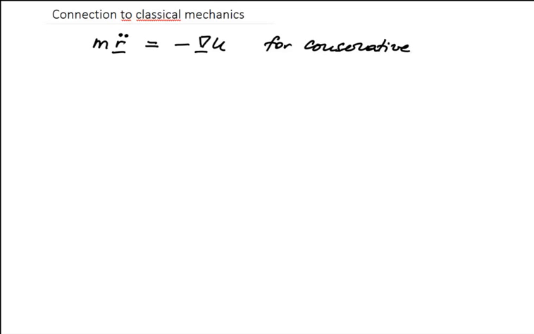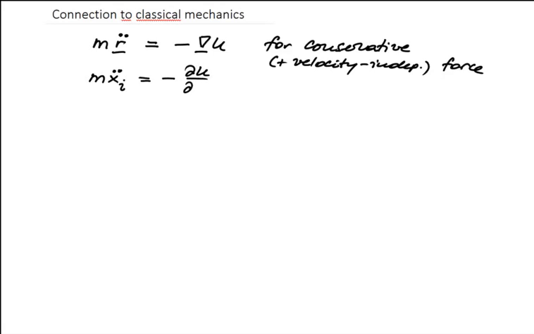So for a conservative and velocity independent force, I can write this in components, so the three spatial components of the position vector, m xi double dot equals minus partial dU over dxi for all i.